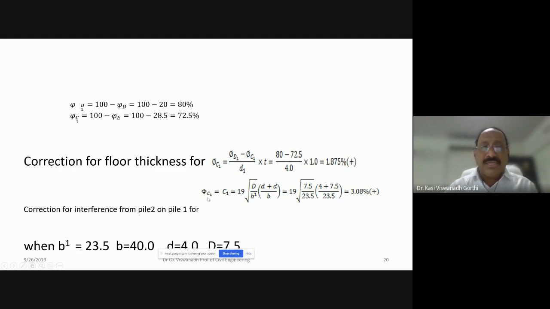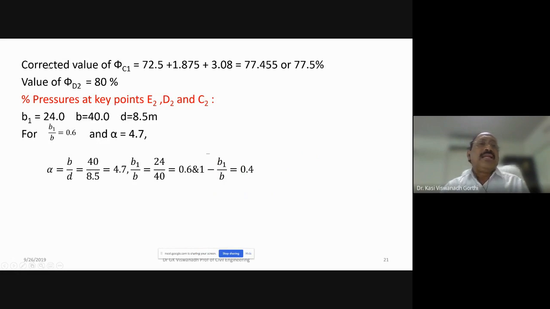So phi c1, once again, the thickness of the floor 19 into square root of so and so, for the interference of the pipe. So once you know the value of the pressures followed by the corrections, you will be able to calculate the corrected value of phi c1: 72.5 plus 1.875 plus 3.08 is the total pressure at point C1. Similarly, phi d2 will be 80%.